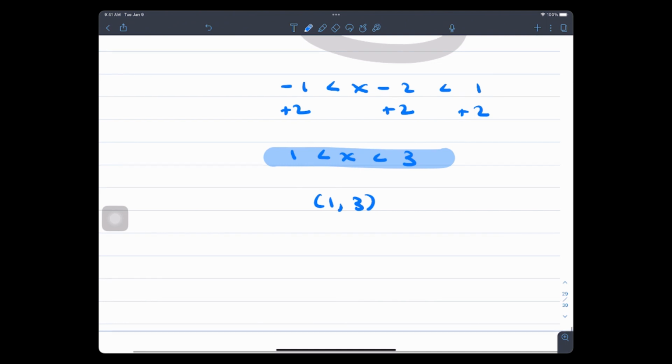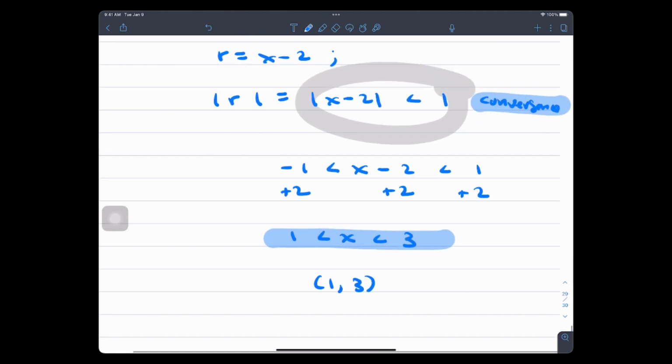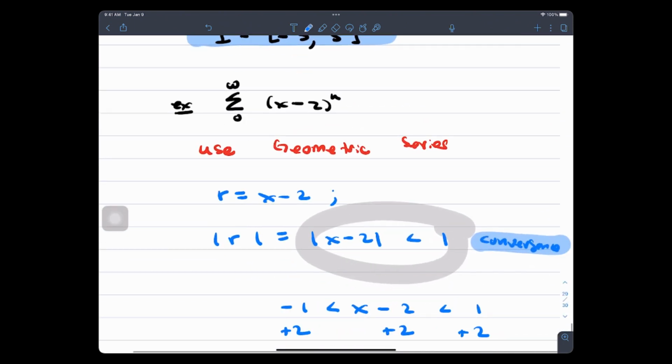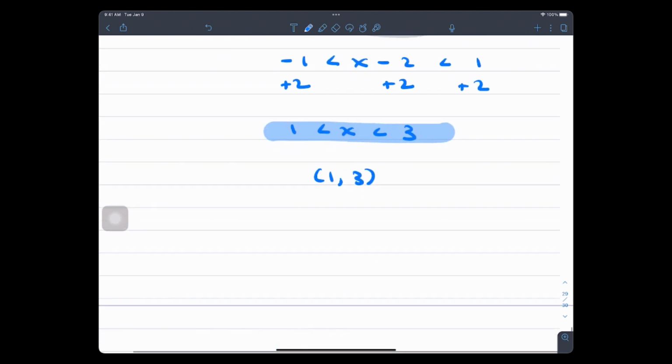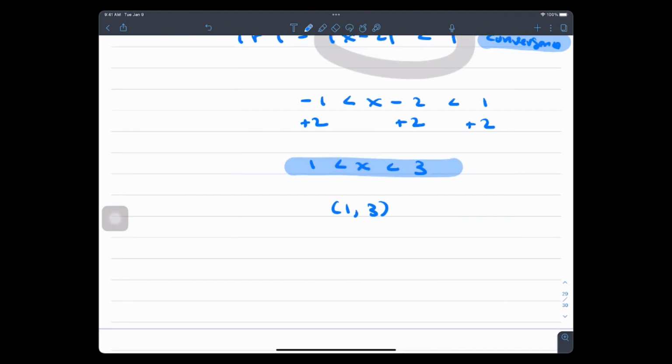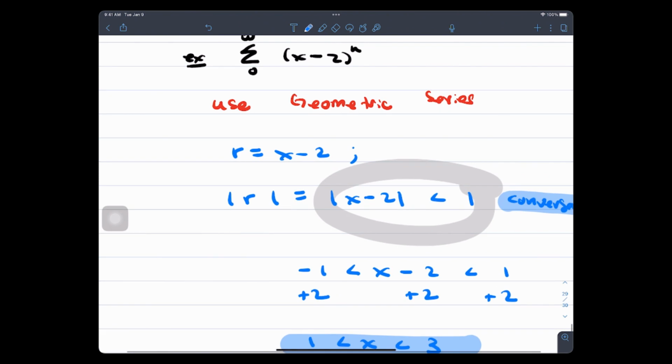But let's see if you're really awake with this. Do I check the endpoints? Do we check when x is 1 or x is 3? Why not? Because the geometric series converges only if the absolute value of R is less than 1. Only then. If it's 1 or greater than 1, we get divergence. So you're strictly using the geometric series test. So we've seen that one, right?